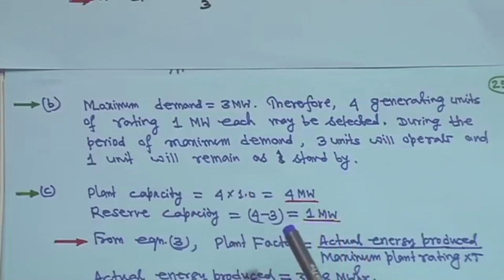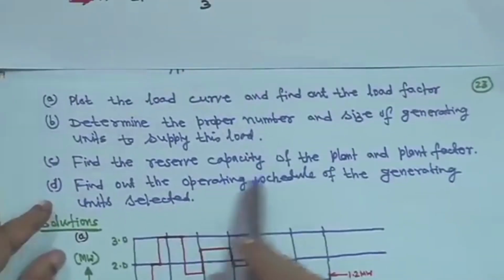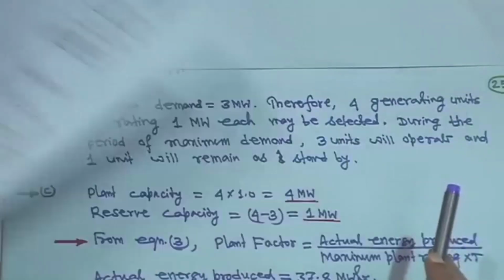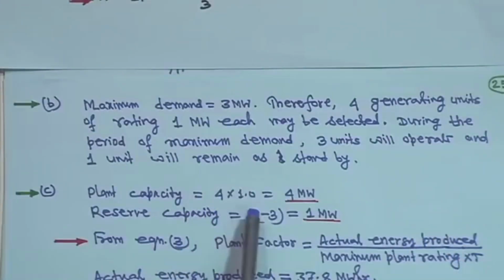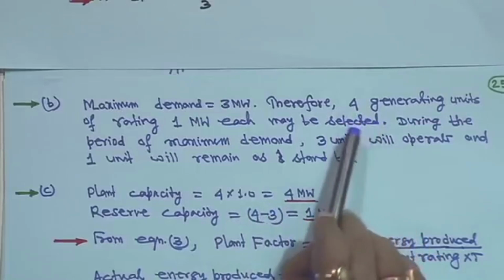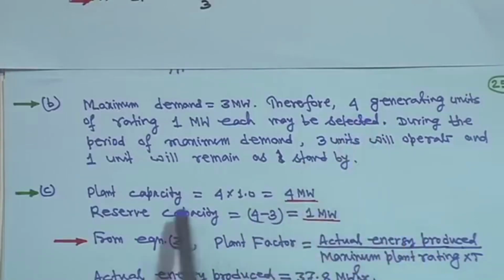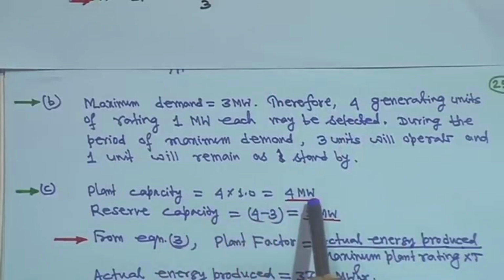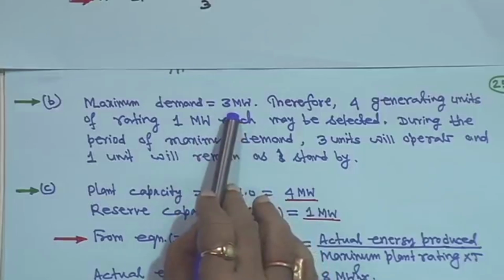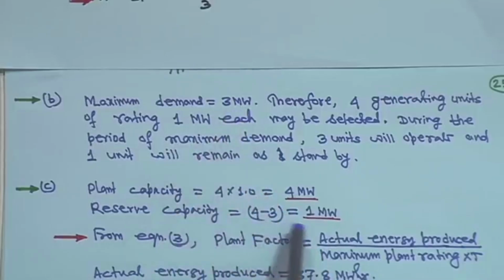Next point is given: find the reserve capacity of the plant and the plant factor. In that case, plant capacity is equal to 4 into 1, because we have considered 4 generating units, each of 1 megawatt. So it is 4 megawatt, and the reserve capacity, with maximum demand of 3 megawatt, will be 4 minus 3, which is equal to 1 megawatt.